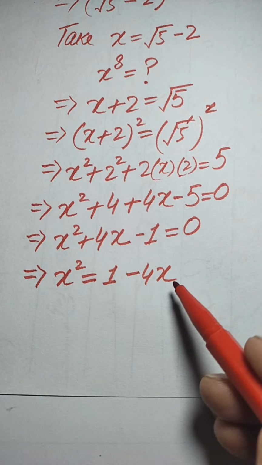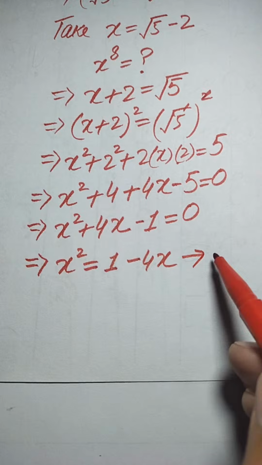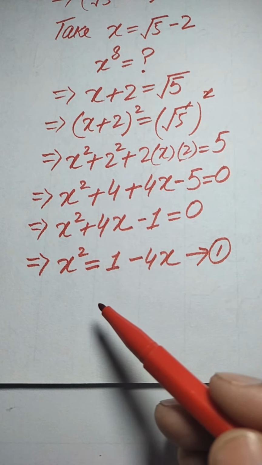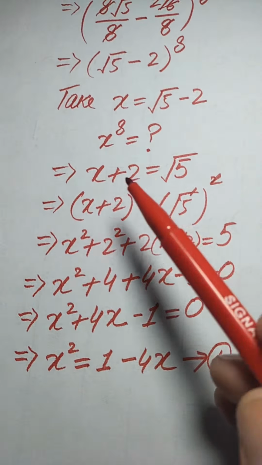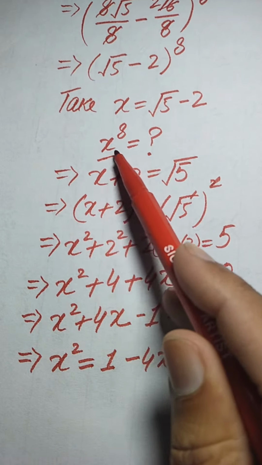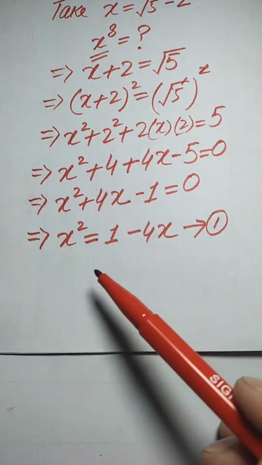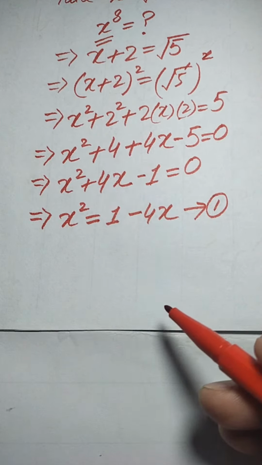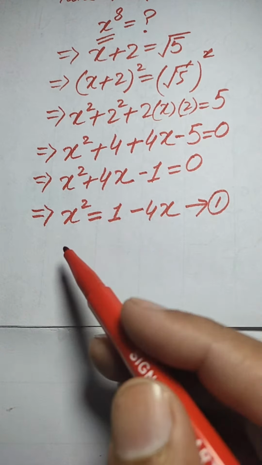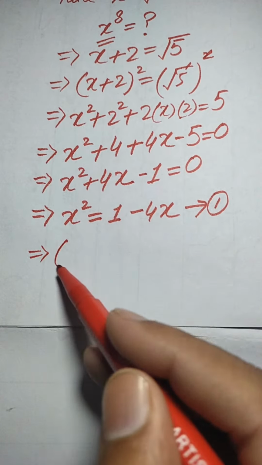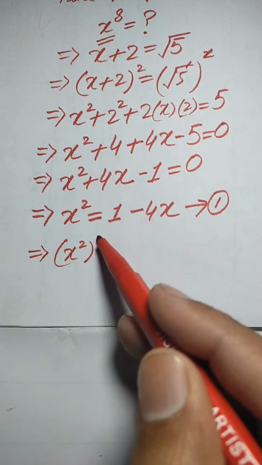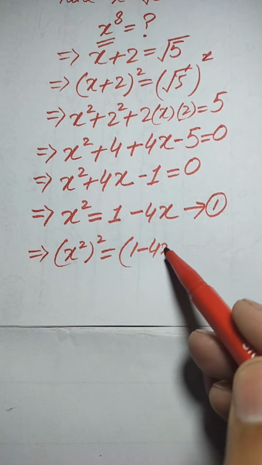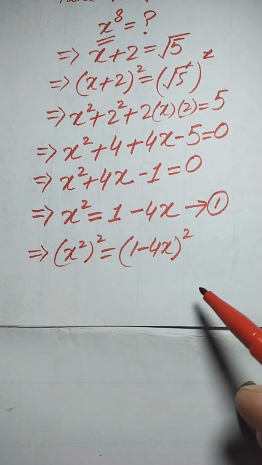In the next step, we call this equation number 1, because here we get the value of x square, but our aim is to find the value of x to the power of 8. So here we again take squaring, so we will get 8. Here we again take squaring on both sides, so it will be written as x square and its whole square equals 1 minus 4x and its whole square.